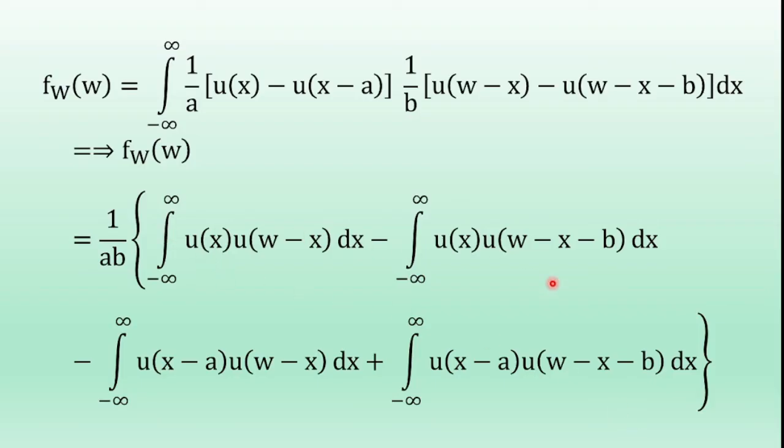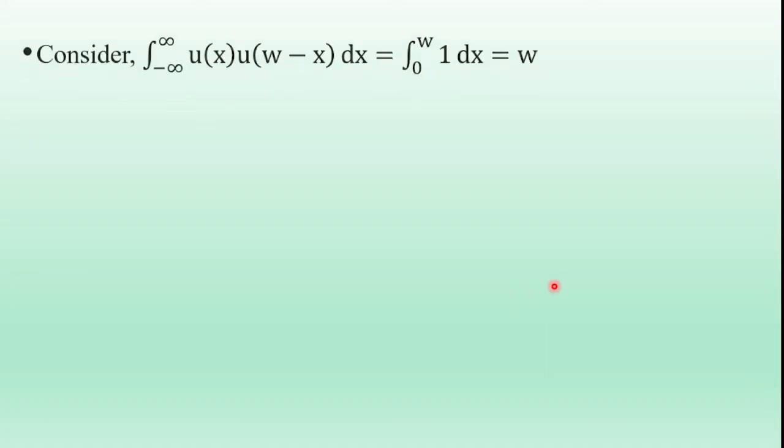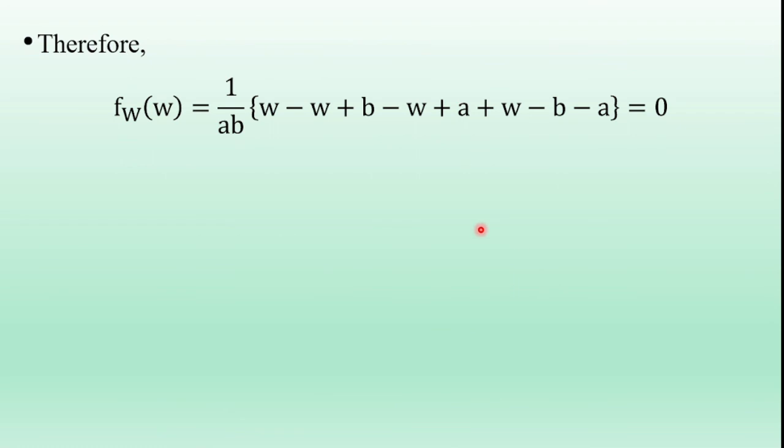this equation, we get the density function of the sum of two random variables: f_W of w is equal to 1 by ab into w minus of w minus b. Minus of w minus b is minus w plus b. So minus of w minus a is minus w plus a, plus w minus b minus a. So now here plus w, minus w, plus w cancel, plus b minus b cancels, plus a minus a cancels. So 0 by ab is 0.